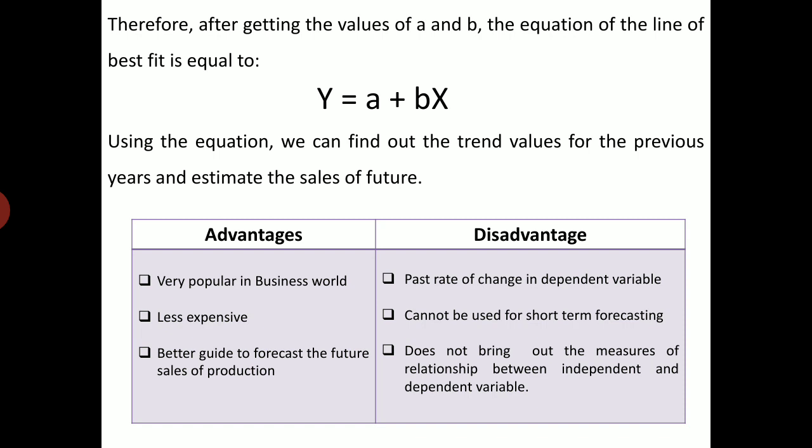What are the advantages and disadvantages of the trend values? Advantage: very popular in the business world. Disadvantage: past rate of change in a dependent variable. Advantage: less expensive. Disadvantage: cannot be used for short-term forecasting. Advantage: a better guide to forecast future sales or production. Disadvantage: does not bring out the measures of relationship between independent and dependent variables.